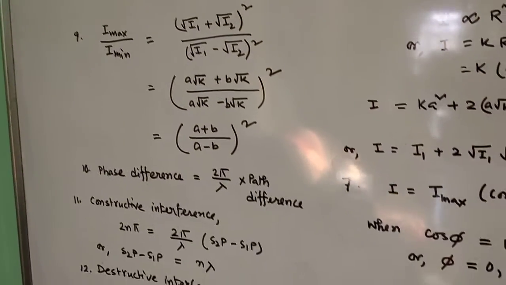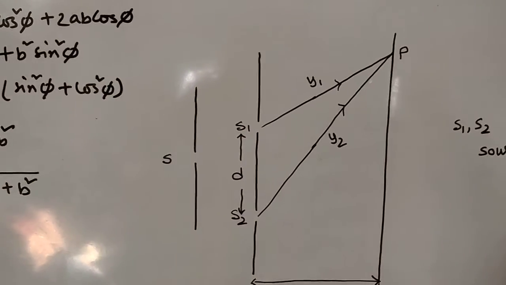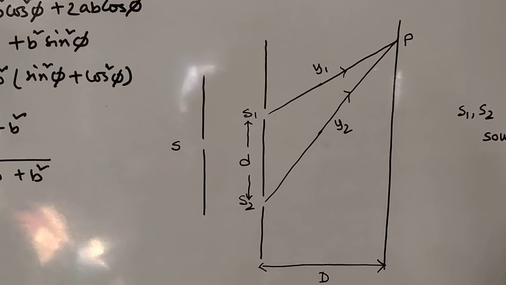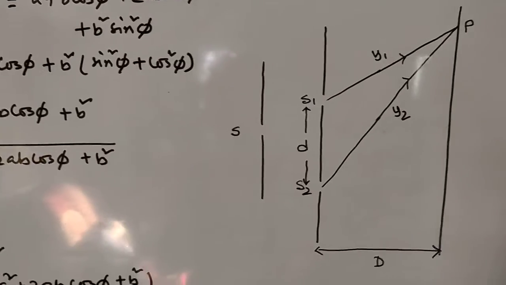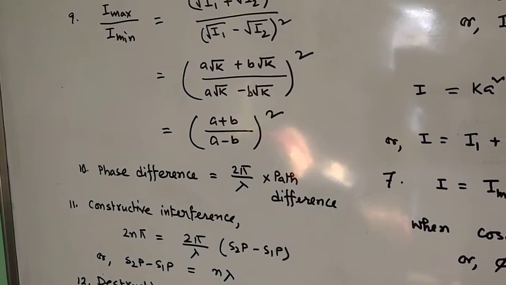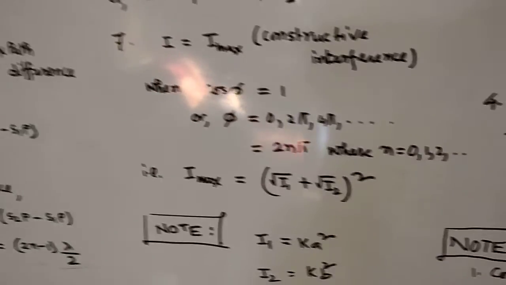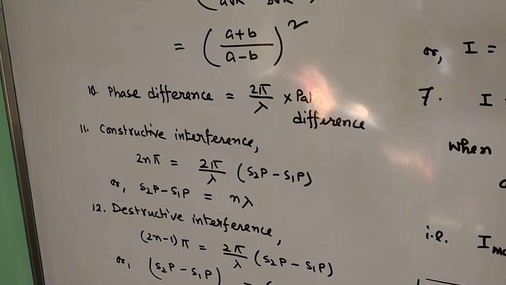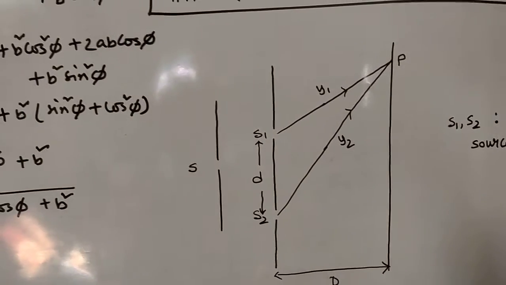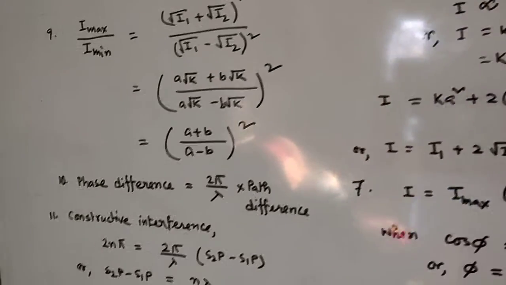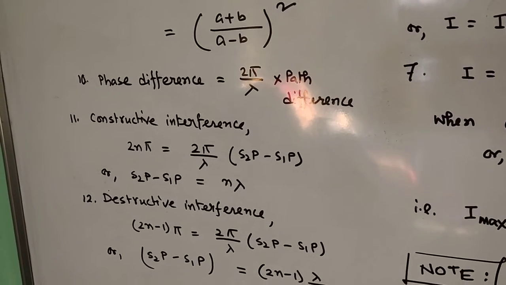So you can define one more expression, that is the path difference. Path difference is the difference in the lengths of the paths traveled by the waves from S1 to P and S2 to P. S2P is longer than S1P, so S2P minus S1P gives you the path difference. We are going to use the formula: phase difference equal to 2 pi by lambda into path difference. For constructive interference, the phase difference is 2n pi, so 2n pi equals 2 pi by lambda times (S2P minus S1P). So the path difference for constructive interference, with 2 pi going off, is n lambda.